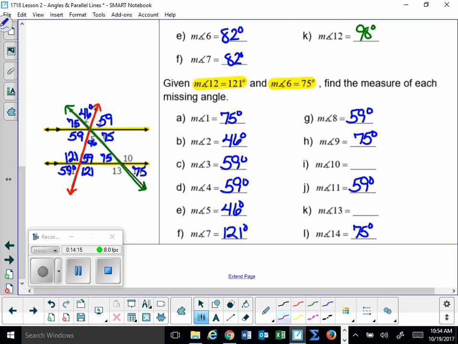Okay, 75 degrees and angle 10 have to be supplementary. So angle 10 is 105 degrees. And so is angle 13 because it's vertical with 10. These just become a giant puzzle, and I really enjoy that.